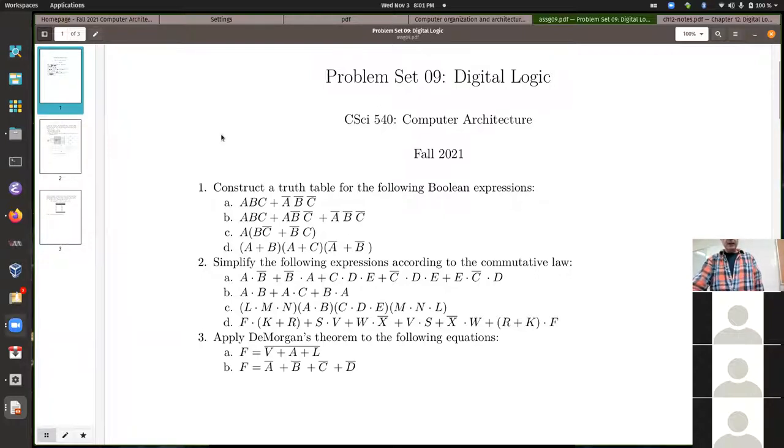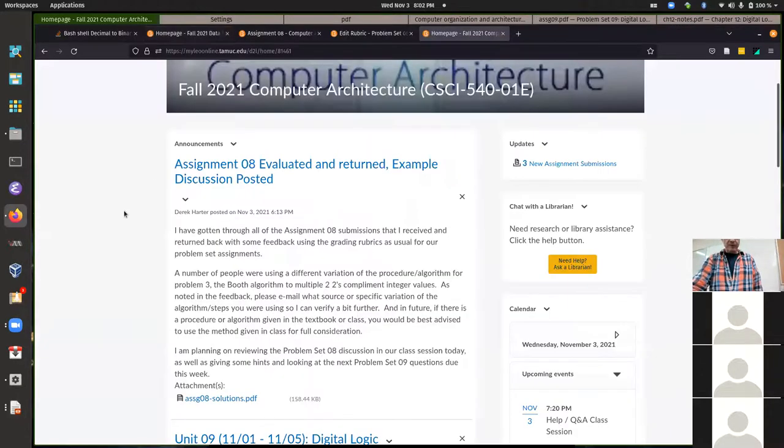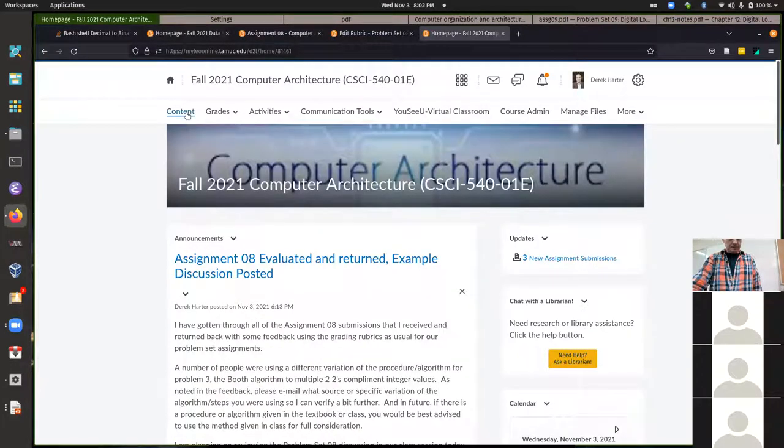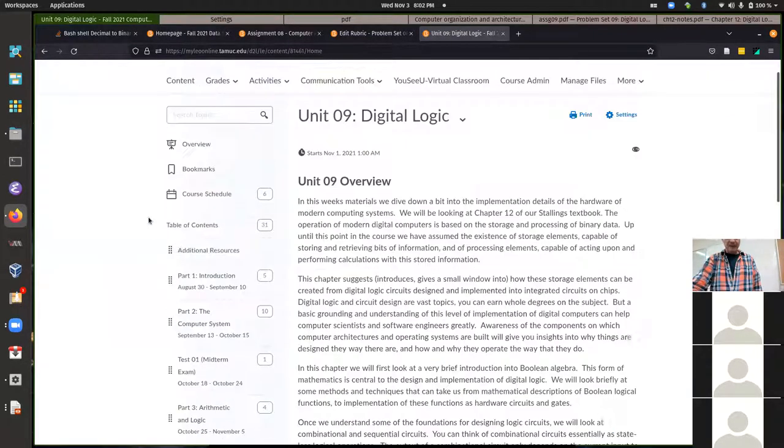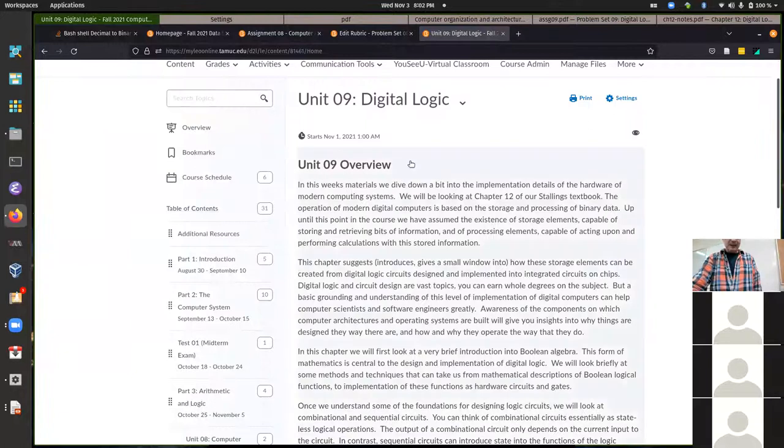So this week, we're into our digital logic chapter here. Of course, this is a big topic. If you were taking a course in digital logic, this would be the materials that you would cover in the first couple of weeks, actually probably longer than that. But of course, you'd go into more depth.